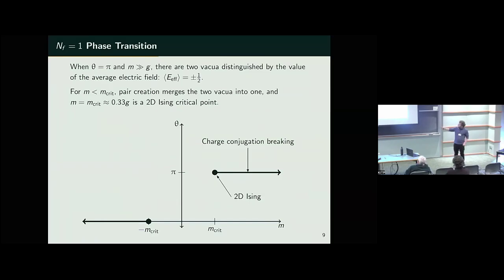Now, there's going to be some critical point here, this m crit that Grisha was measuring yesterday. It's a 2D Ising phase transition where those 2 vacua merge, and then we have a single vacuum beyond that where those 2 electric field states are connected by pair creation. So we can ask, can we measure that? Of course, the answer is yes, but I'll show you what the mass shift does to help you measure that.